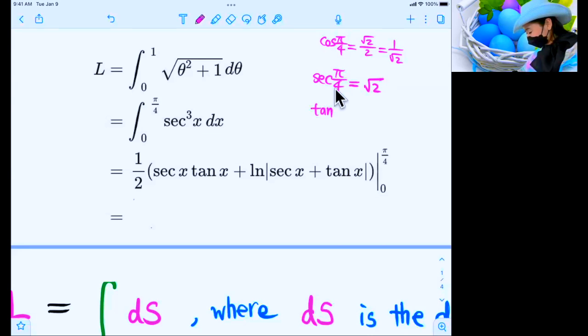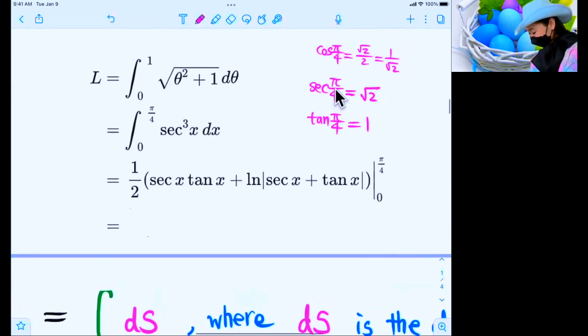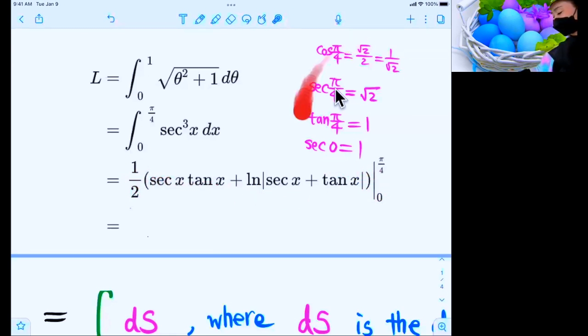The next one is easy. Tangent of pi over 4. What is tangent of pi over 4? 1. Everybody knows. Okay, next one, secant of 0. Remember it's the reciprocal of cosine. What's cosine of 0? 1. Reciprocal of 1 is 1. Yes, you got it. So after this, can you work on paper and tell me what you get here after you substitute?